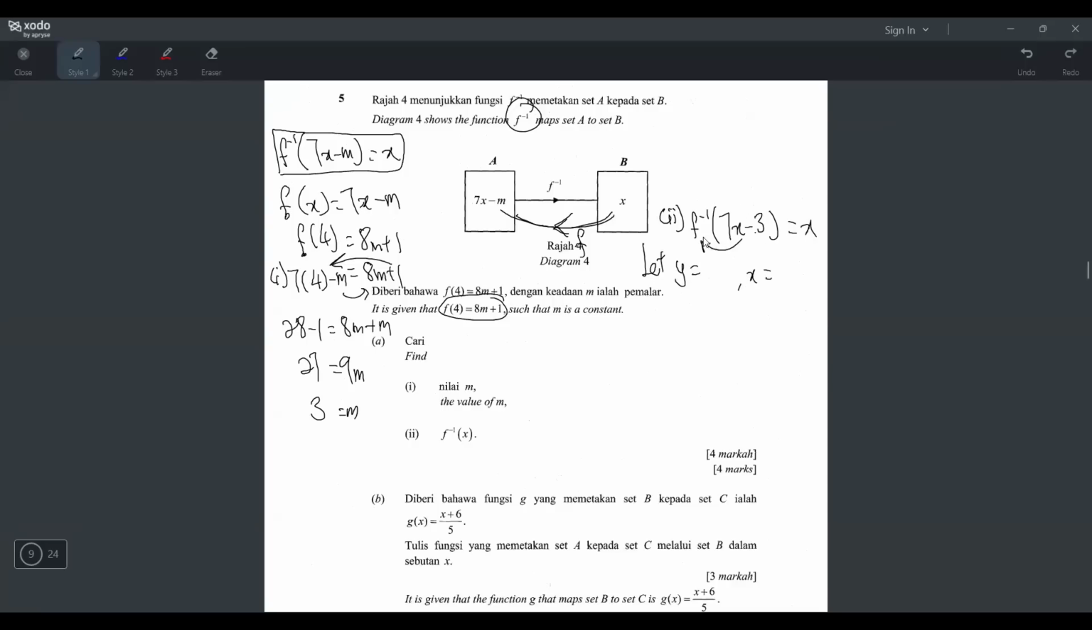So what you can do, okay, if you have f inverse of something equals to something, but you're trying to find f inverse x, you will use this method. Let y equals bracket and then cari x, right? Because you don't have f inverse now. You faham kan? Your bracket inside now is 7x minus 3, but you don't have f inverse. So you're trying to find f inverse. That's why you don't have it, right? So it's like you are stuck here.